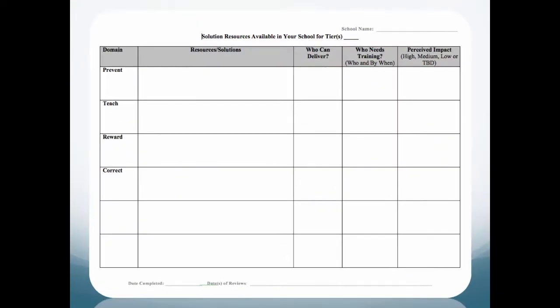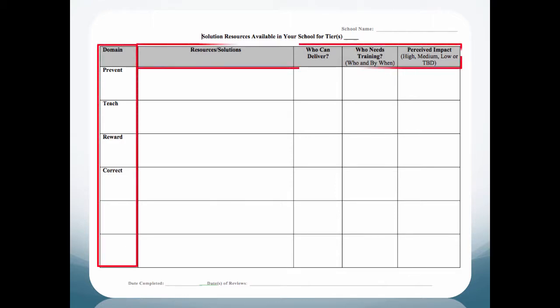We provided a document for you to be able to look across your school at the various solutions that you have already in your setting. You can align them by the domains and then also by the actual resources, those who can deliver or have the skill sets to deliver these solutions, those people who need training in how to deliver these interventions and by when you want them trained, and then your perceived impact.